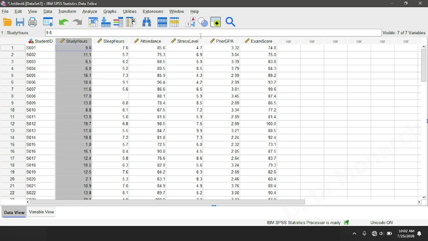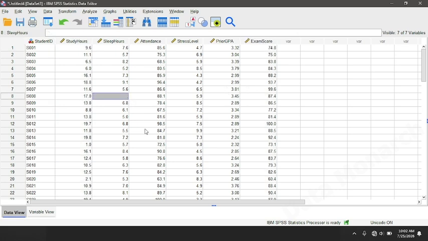Today we are focused on study hours and exam scores. This dataset has a couple of missing values because real data is never perfectly clean. So I want to show you how SPSS handles that.